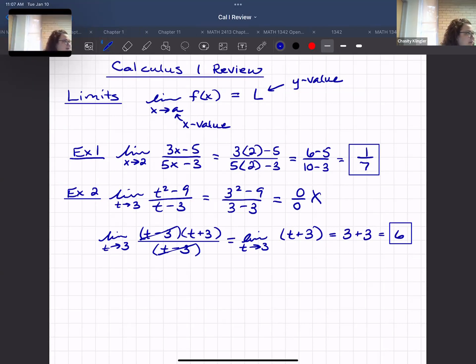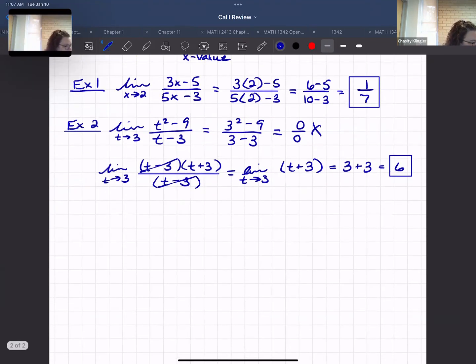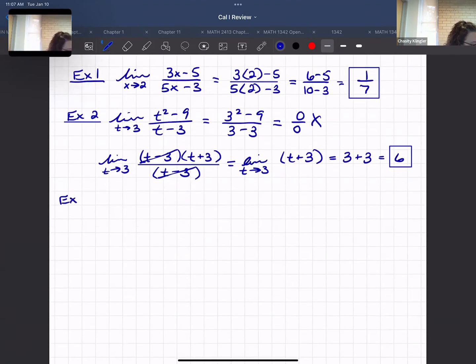Okay, so that's kind of the basics. Try direct substitution. If that doesn't work, try factoring whatever you can, and cancel it out. Here's another example, and this is when you've got something with a radical.